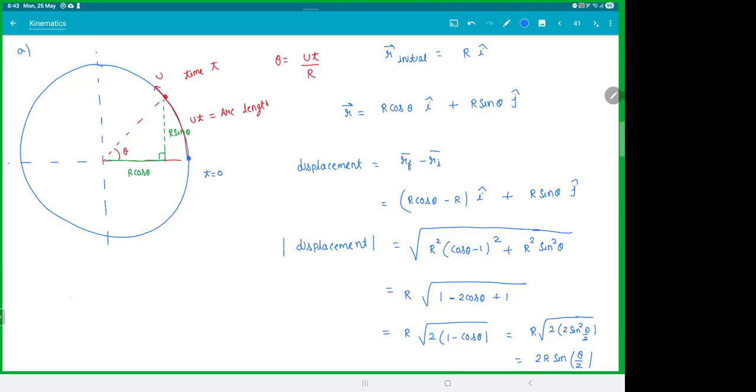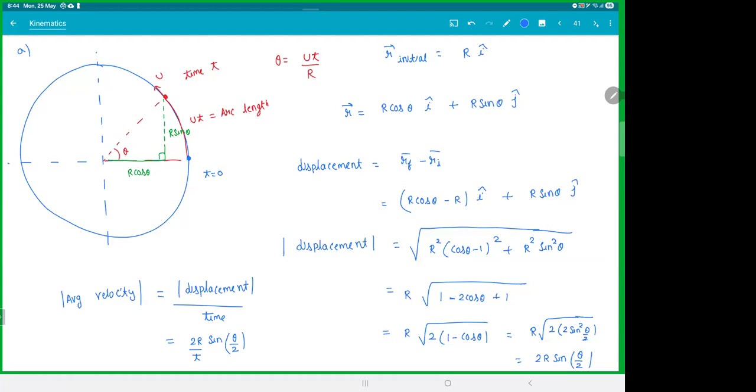So that is the displacement. What do you want to find? Average velocity. So magnitude of average velocity is magnitude of displacement by time. Time is t. Then just substitute there. So 2r sine theta by 2 by time. That's your answer for the B part.